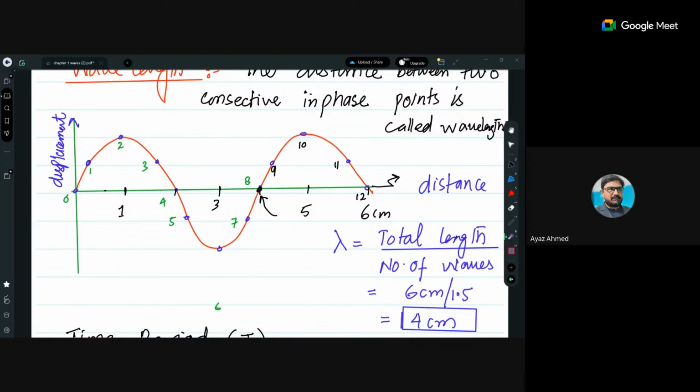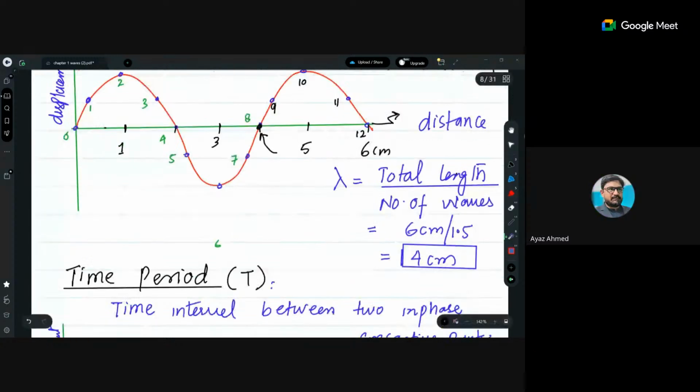How many waves do I have? One and a half. Not one, one and a half. So I understand. 6 divided by one and a half, it means the wavelength of this wave is 4 centimeter. Right?